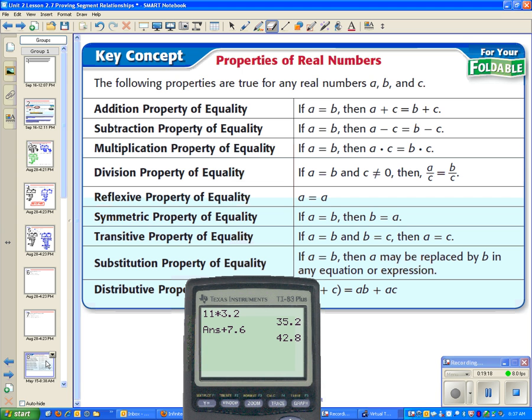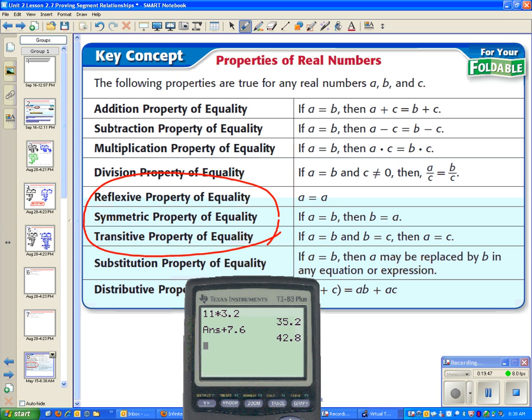Now, these are properties that you use with equations all the time. The addition property of equality is the property that allows you to add a number to both sides of an equation. Subtraction property allows you to subtract a number from both sides of an equation. Multiplication property, division, all right? Now, these 3, though, let's talk about.